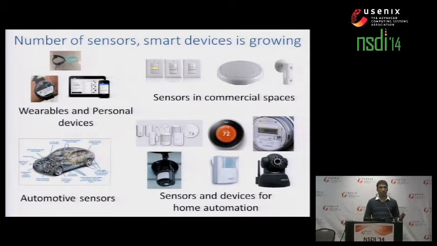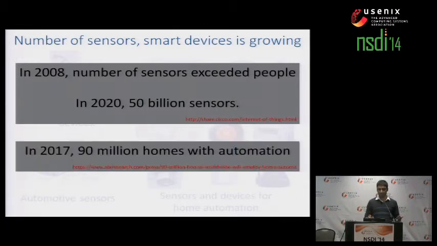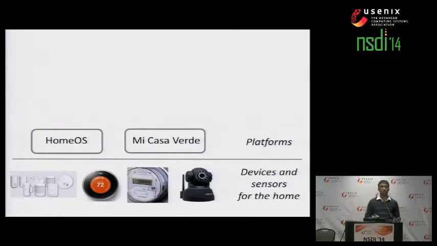According to a study conducted by Cisco in 2008, the number of sensors exceeded the number of people in this world. And in 2020, it is projected that there will be 50 billion sensors. A domain for which these sensors and smart devices have become inexpensive and readily available is the home. And this commoditization has also given rise to a number of platforms like HomeOS and Mikasa Verde that manage these sensors and smart devices and help applications program them and interact with them.